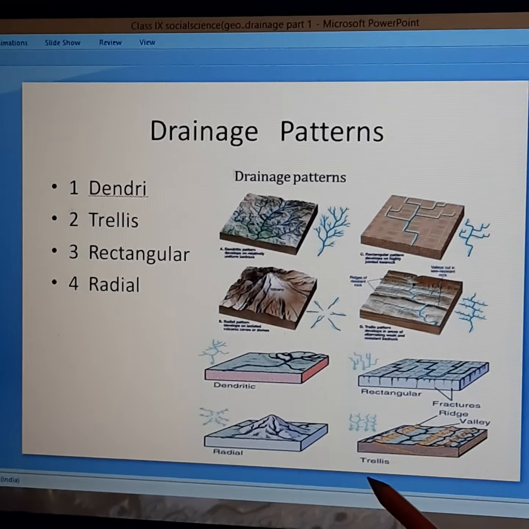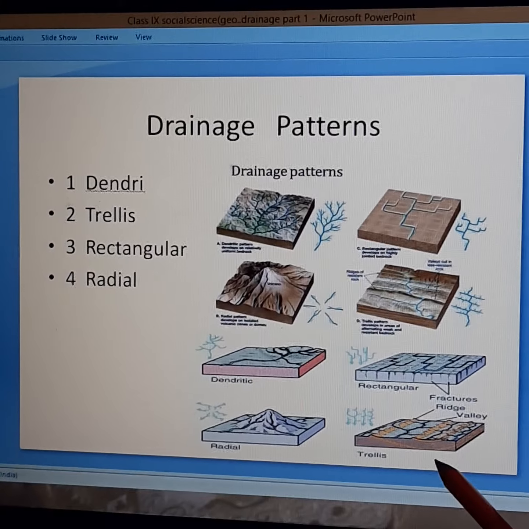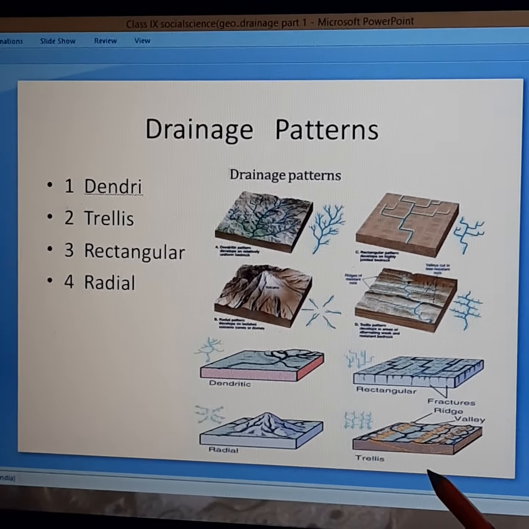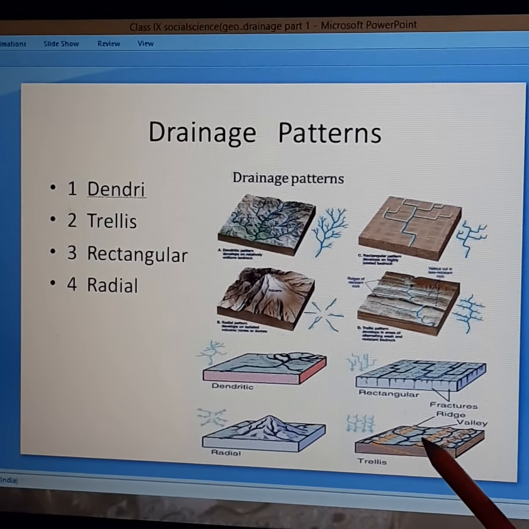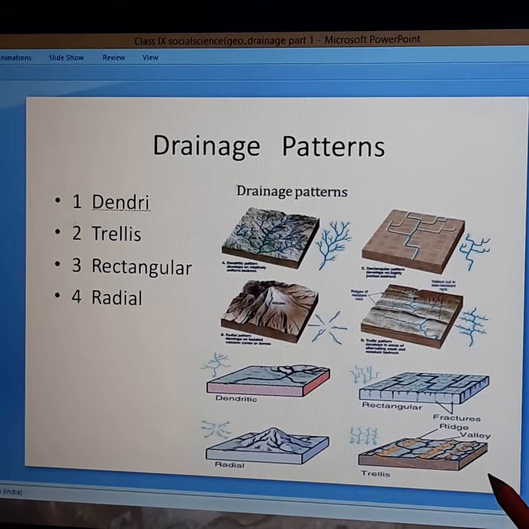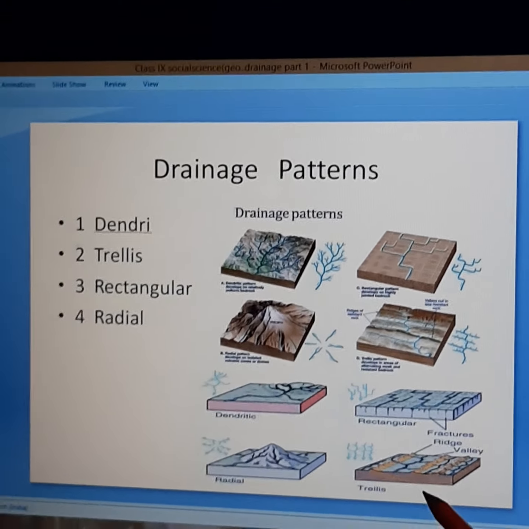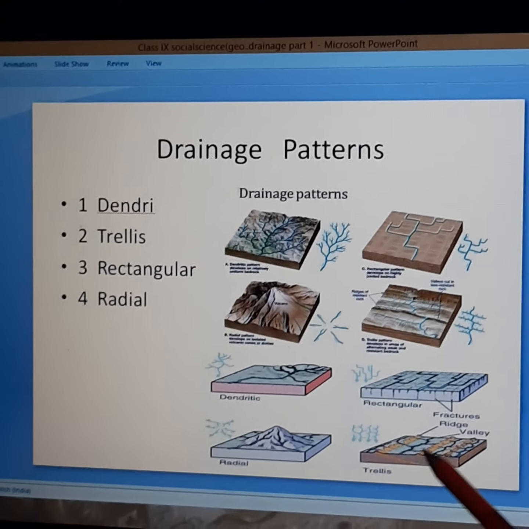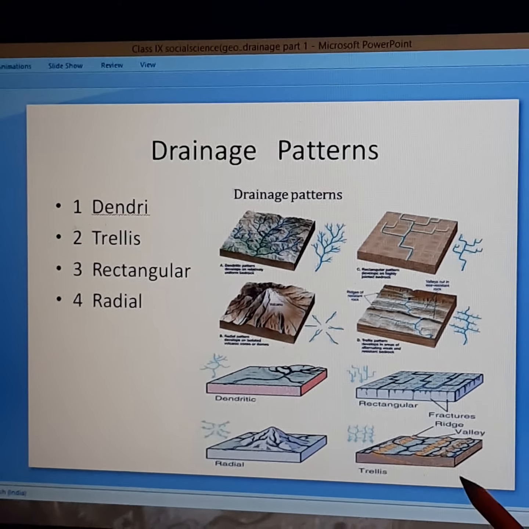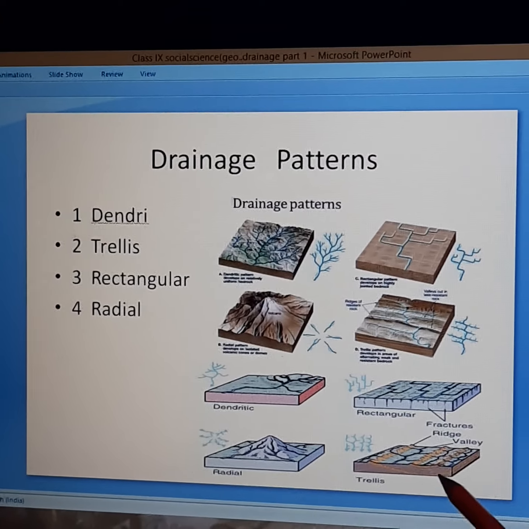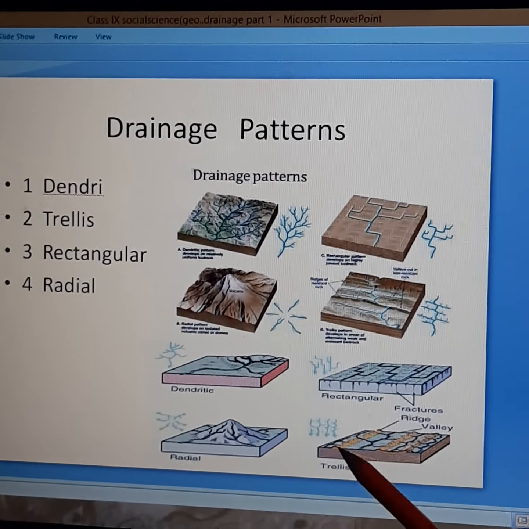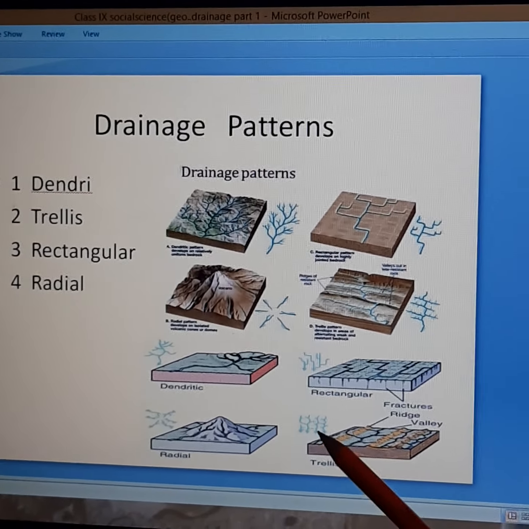Now the next one is the trellis pattern. Here, hard rock and soft rock are arranged parallel, and the river goes from hard rocks to soft rocks, moving at 90 degrees, and you can see patterns like this.